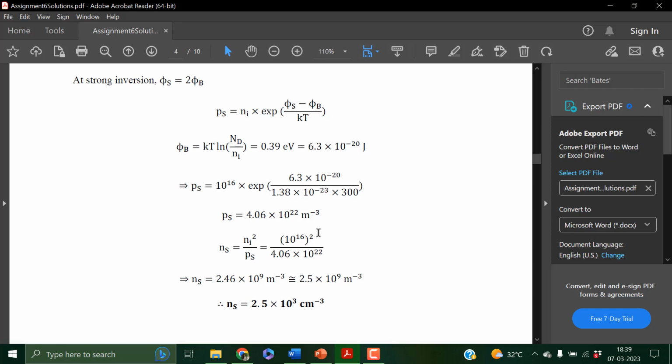We know Ni, we have phi s and phi b relation we have. And now you can calculate PS. And once you get PS, Ns you can calculate from Ni square by PS, right? Oh, yeah, ma'am. Yeah.